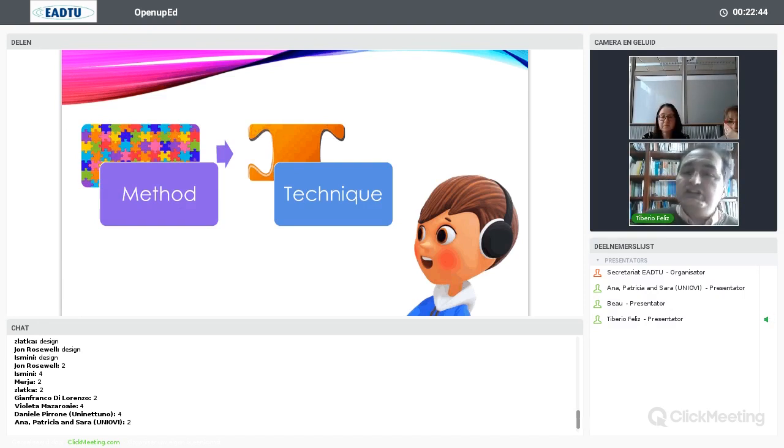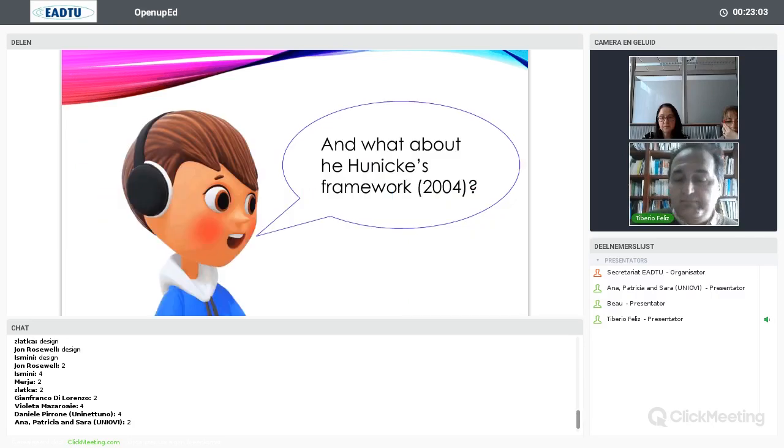When we talk about gamification as a method, we are talking about a whole design of the course. And when we talk about gamification as a technique, we are using only elements of gamification in some activities, but not in the whole design, okay?